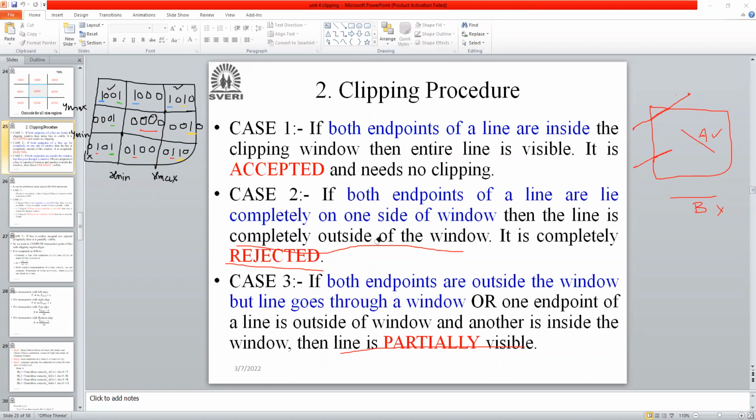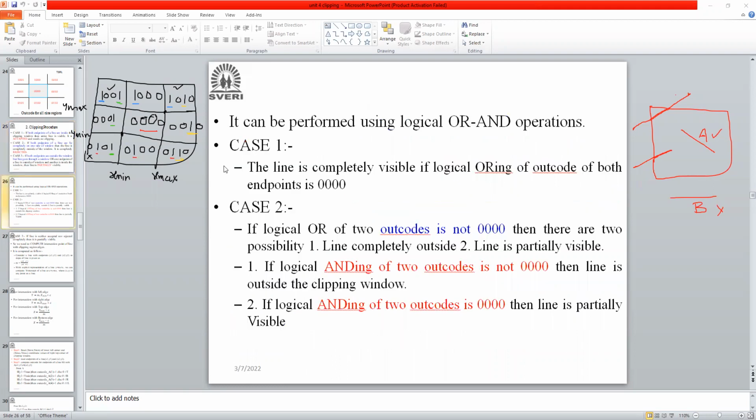Okay. So let us see now the actual clipping. Clipping can be done, or checking of these three cases is done first. So first we are going to check the cases in the programming language. First we are going to perform the logical OR and AND operations. So case number 1.